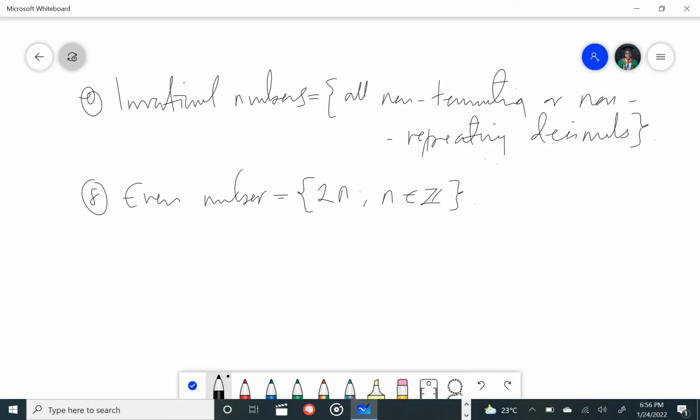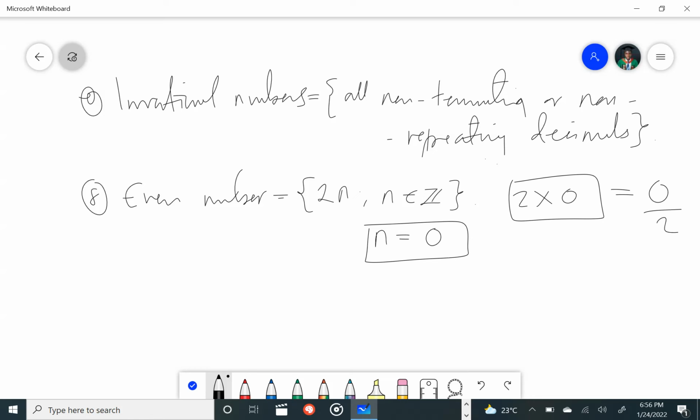So that's why 0 is an even number, and this is one thing that most people forget, because remember, n can be 0. 0 is an integer, so if you multiply 2 times 0, that's going to be 0. And 0 divided by 2, you get 0, right? So that's an even number. Okay, so please, whenever you are told to list something and it's talking about even numbers, don't forget 0. Most people forget and end up making mistakes.